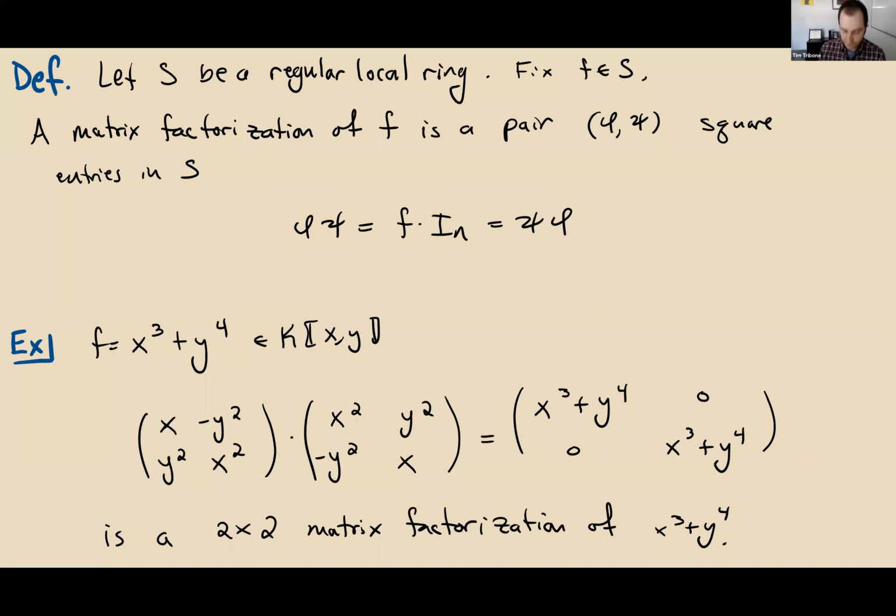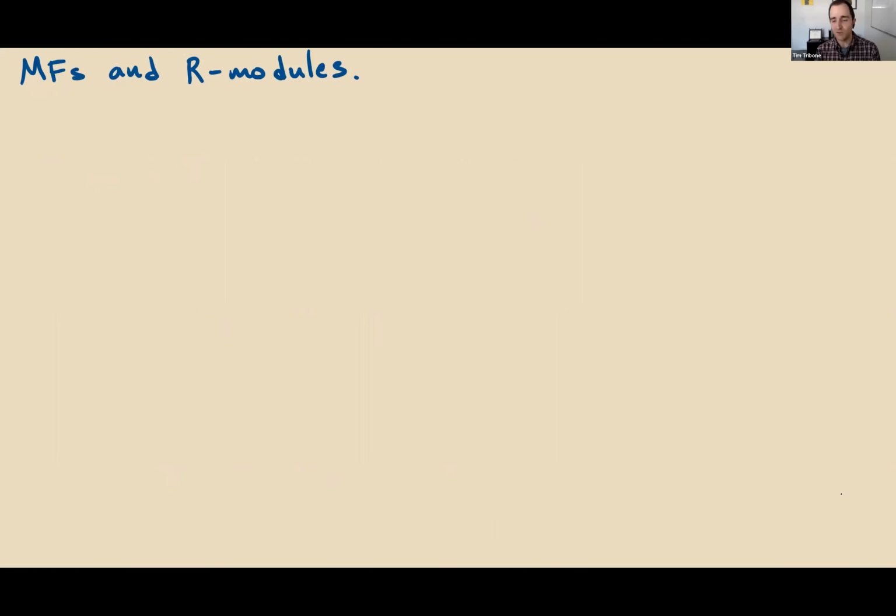Great. Besides being pretty satisfying, you can play around with the exponents and see what other ones you could make. But why do we really care about these objects? What's their connection to modules over the hypersurface ring defined by our element f? Let's set R to be this hypersurface, S modulo the ideal generated by f, and I want to make two observations.